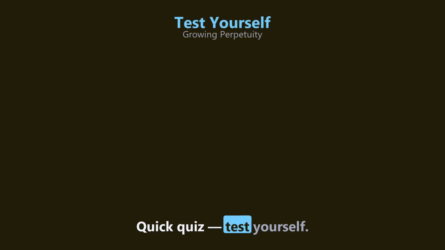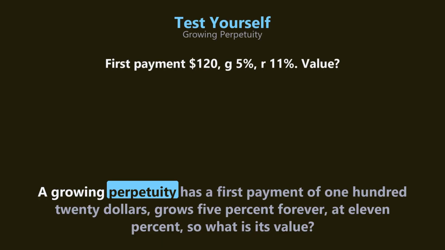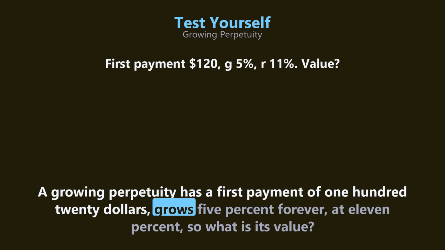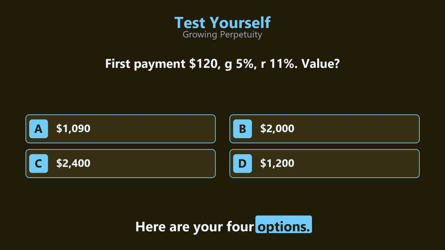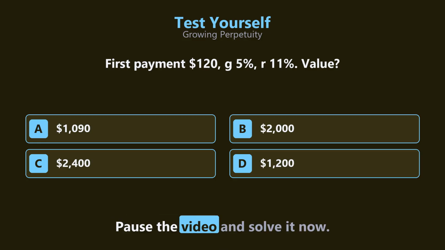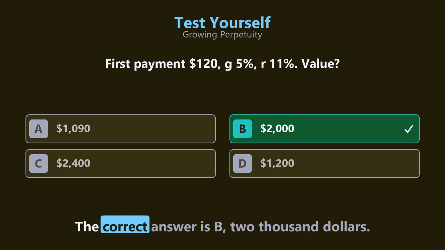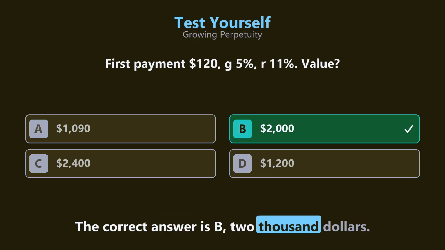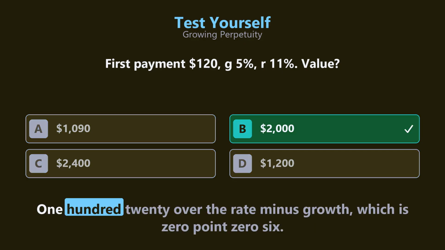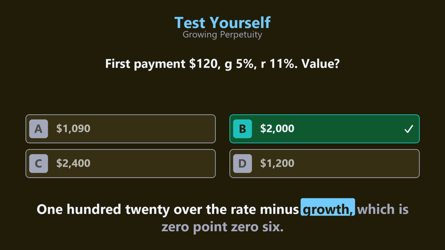Quick quiz, test yourself. A growing perpetuity has a first payment of $120, grows 5% forever, at 11%, so what is its value? Here are your 4 options. Pause the video and solve it now. The correct answer is B, $2,000. 120 over the rate minus growth, which is 0.06.